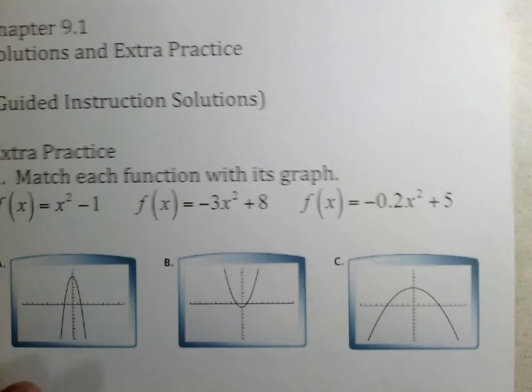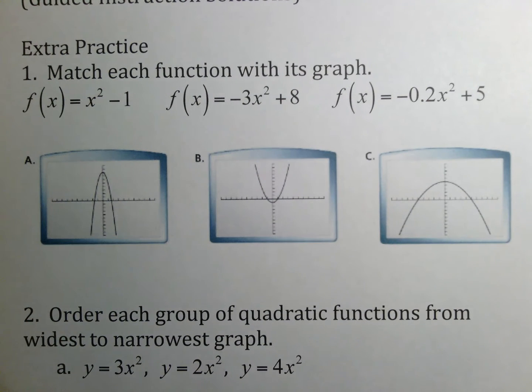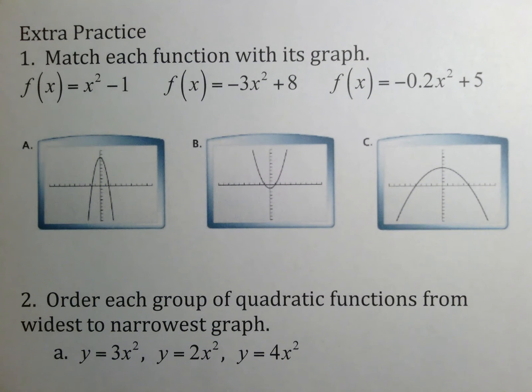But other than that, let's look at this guided practice here and see what's going on. It's asking us to match each function with the graph. It gives us x squared minus 1, negative 3x squared plus 8, and negative 0.2x squared plus 5. The reason I gave you this question is because there is a way to answer this without doing anything at all.